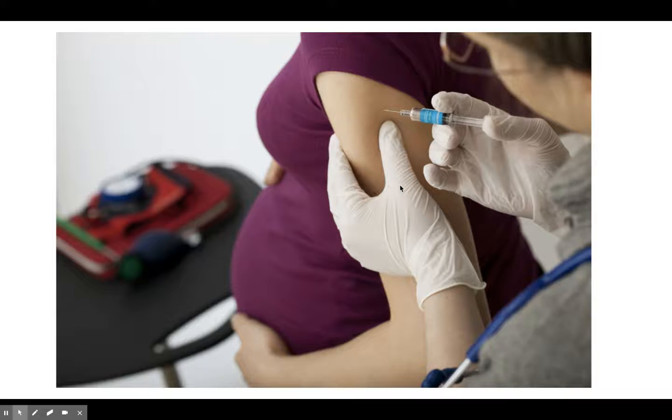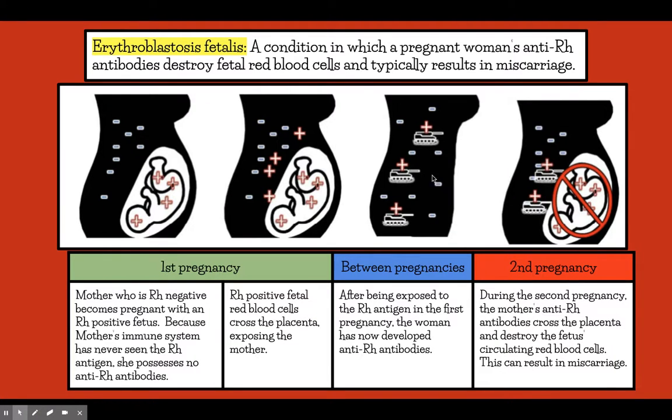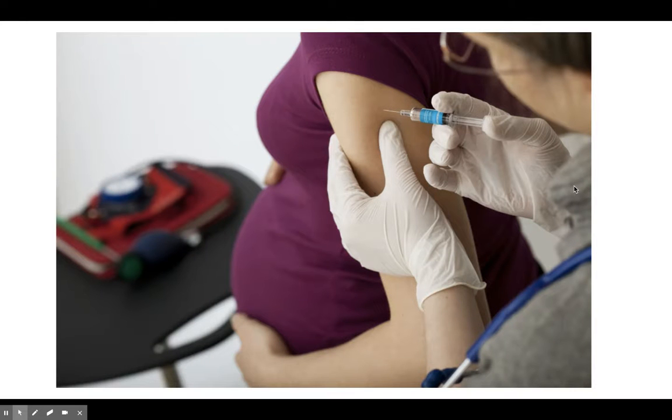Now, why doesn't this happen all the time? Why aren't we constantly losing babies to what's called Rh incompatibility? All Rh negative moms, so moms who don't have that Rh antigen, are given a shot called RhoGAM. RhoGAM is given at 28 weeks and then again at birth if the baby was Rh positive. RhoGAM prevents mom from forming anti-Rh antibodies.